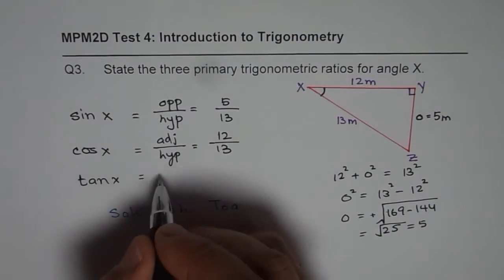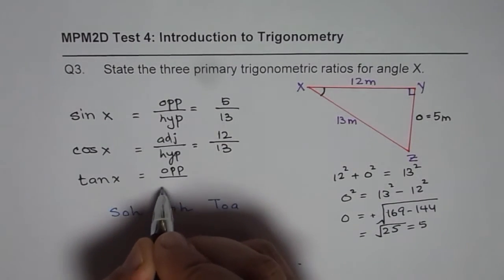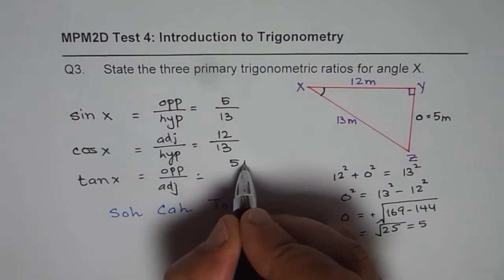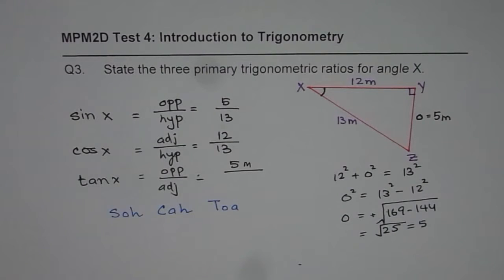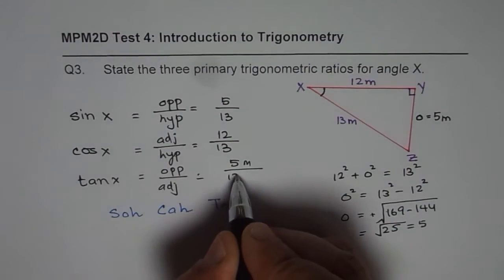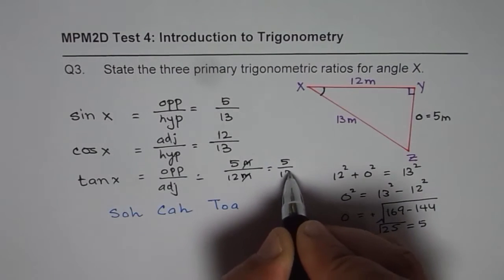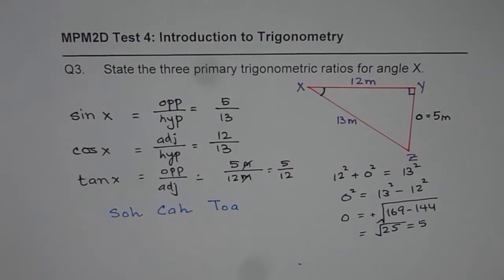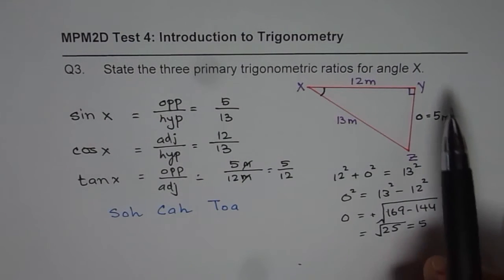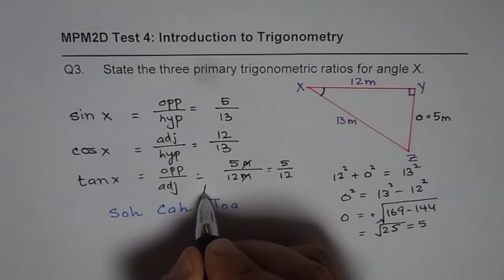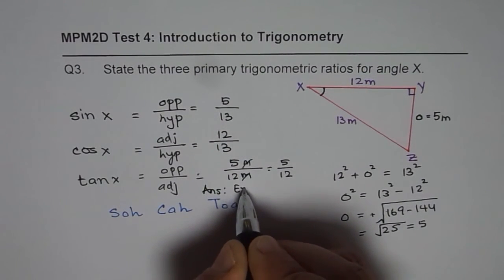As far as tan x is concerned, it is opposite over adjacent side, correct? So opposite to x is 5 meters, so you can write 5 meters. The adjacent side here is 12 meters. Let me write 12 meters here. As you can see, meters will cancel out, so we'll get 5 over 12. So 5 over 12 is the exact answer. So that is the answer for us. Since we do not have to write any decimal values, these are actually better than the decimal answers. So these are exact values. So our answers are given above as exact values.